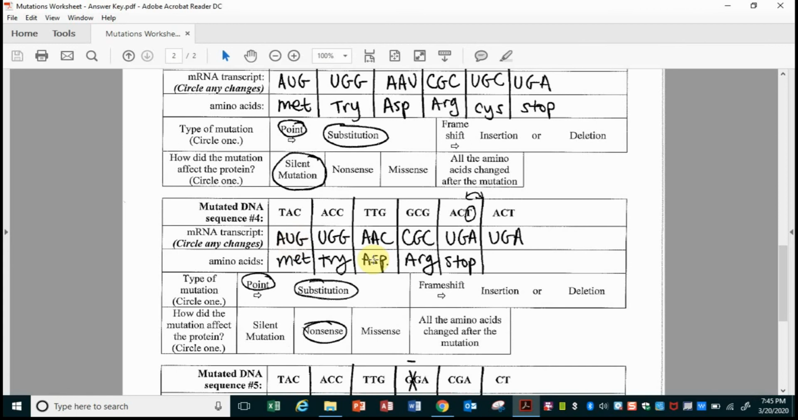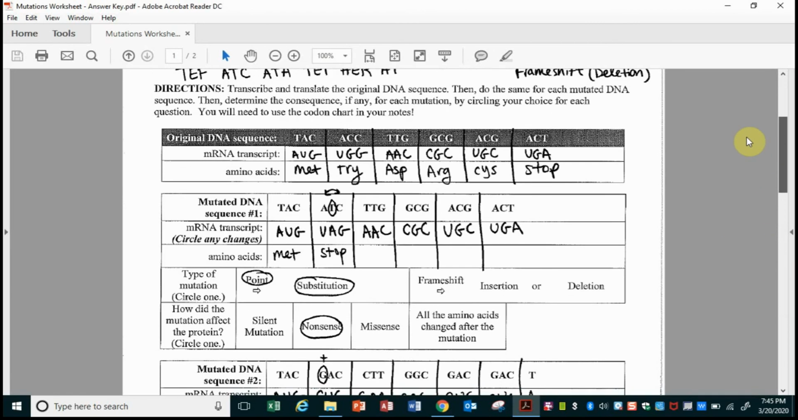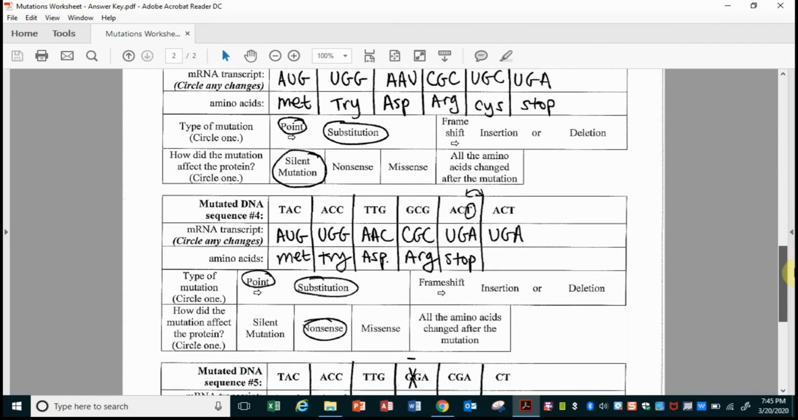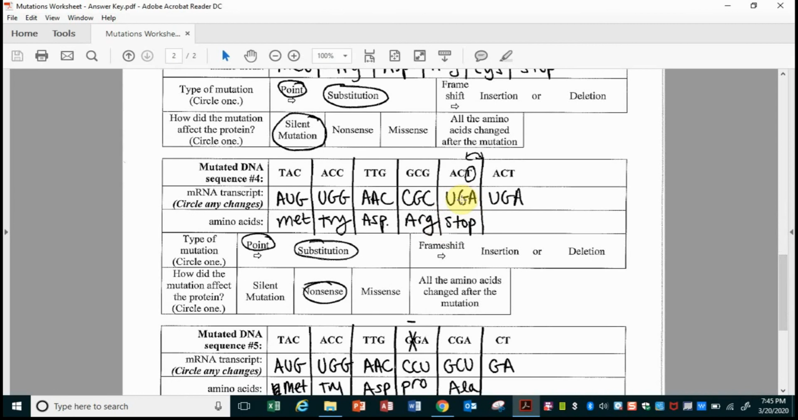Okay. For mutated DNA sequence number 4, I have another substitution. Notice that I end up with the same number of bases, the same groupings of 3. And in this case, a T was substituted where we had a G in the original sequence. And that causes us to have a slightly early stop codon. It's just missing one amino acid at the end. But because it does have that early stop codon, it's considered a nonsense mutation. And because it's a substitution, it's considered a point mutation.